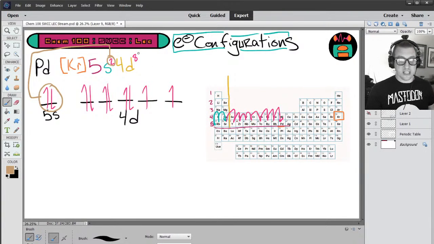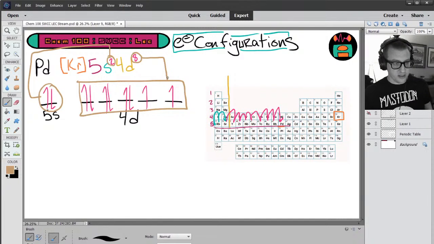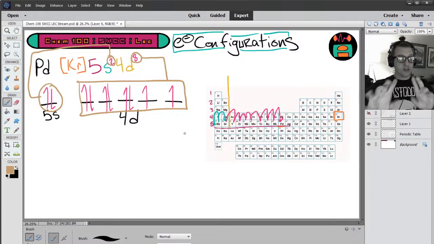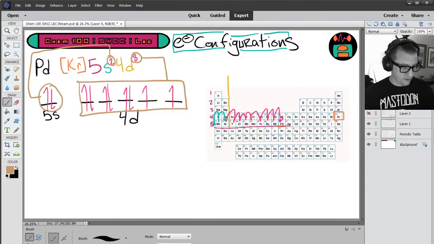Same here. These 8 electrons in the electron configuration are these 8 electrons in the orbital diagram. So however many you get in the electron configuration, those are the number of electrons you have to house in their respective subshells in the orbital diagram.